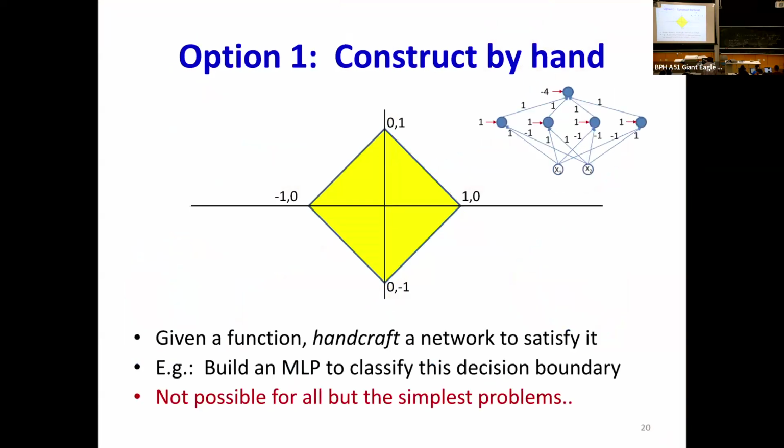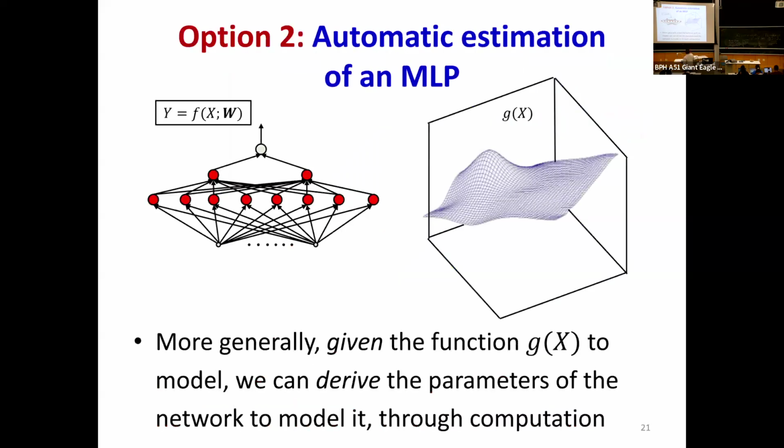So how do we actually design the network for more generic functions? How do we set up the values? So this is the situation we have. We have some function g of x, where x represents the input. We are given a network with appropriate architecture. And the question is, how do we derive the parameters W for the network such that this network computes the function on the right?